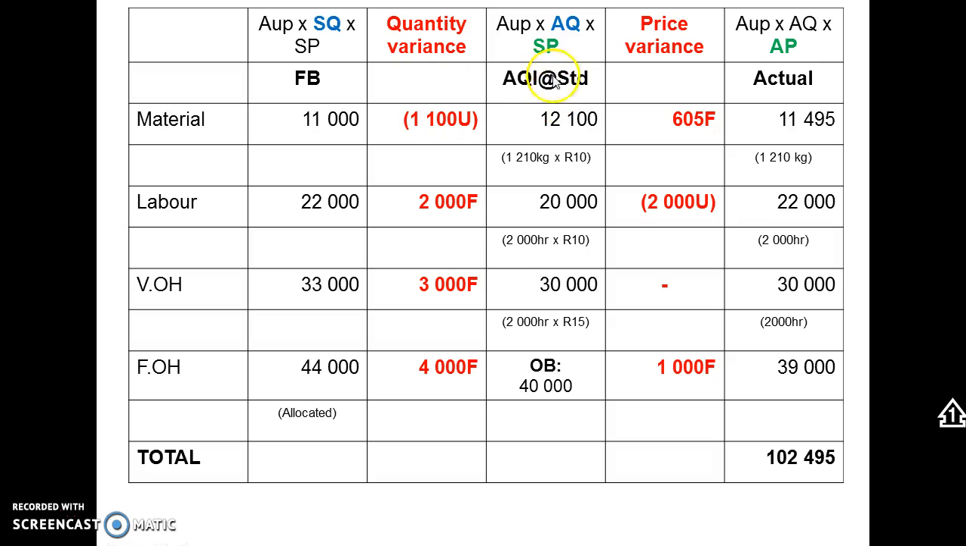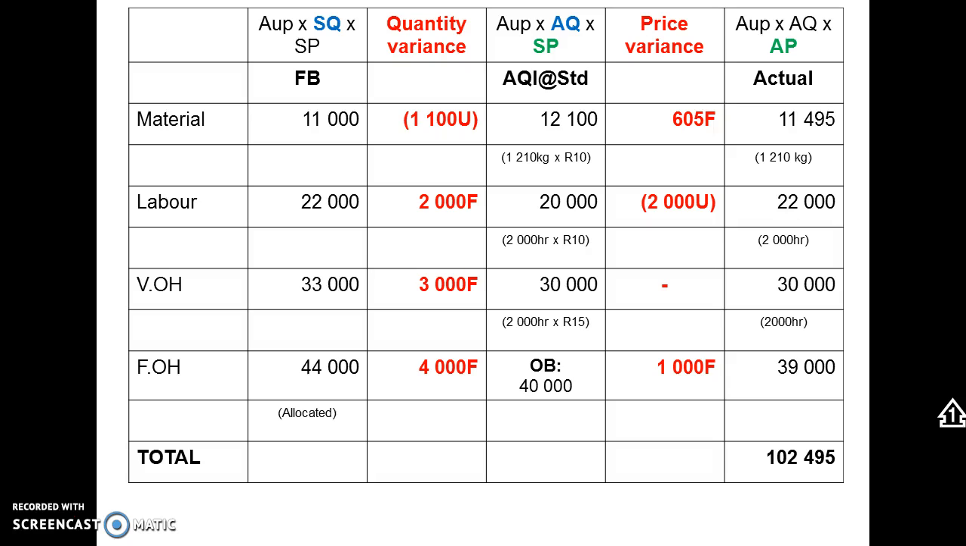Then we put in a middle column just to isolate on the right-hand side the difference in price per kilogram, or liter, or hour. And on the left-hand side, we want to isolate the standard quantity used per unit. So this middle column is called the actual quantity of input at the standard price. So the actual quantity of input comes from this actual column. So that 1,210 kilograms. That was given, by the way, in this example. So if you wondered where that comes from.